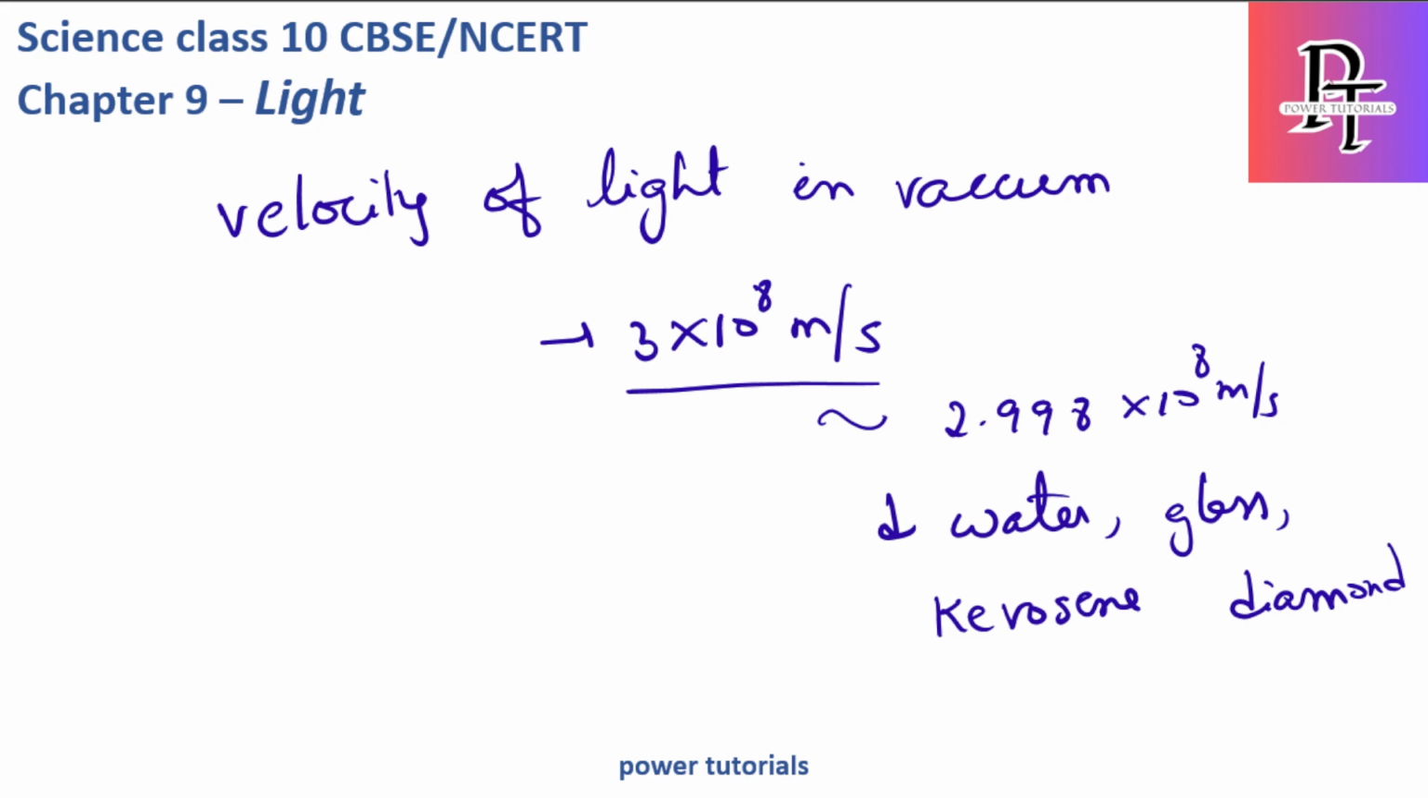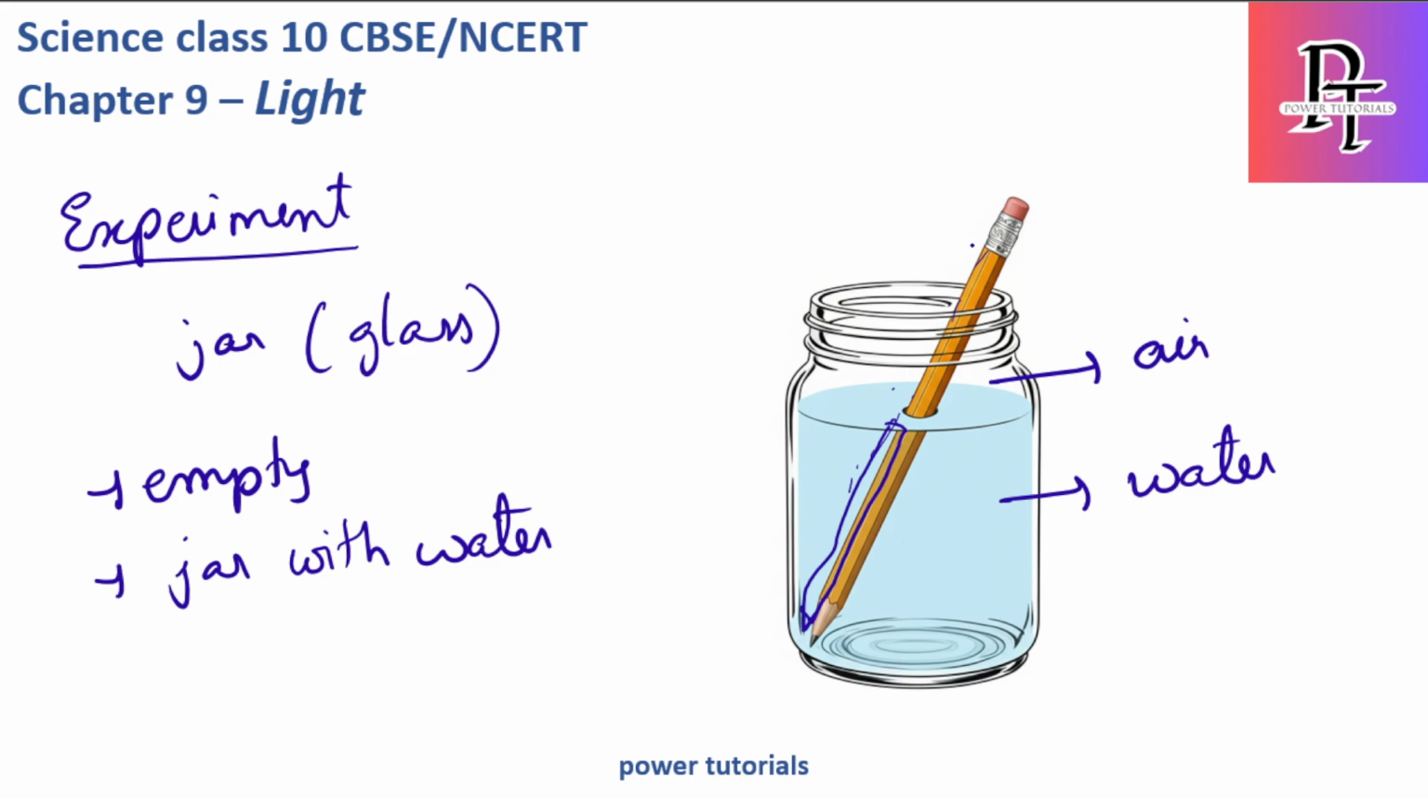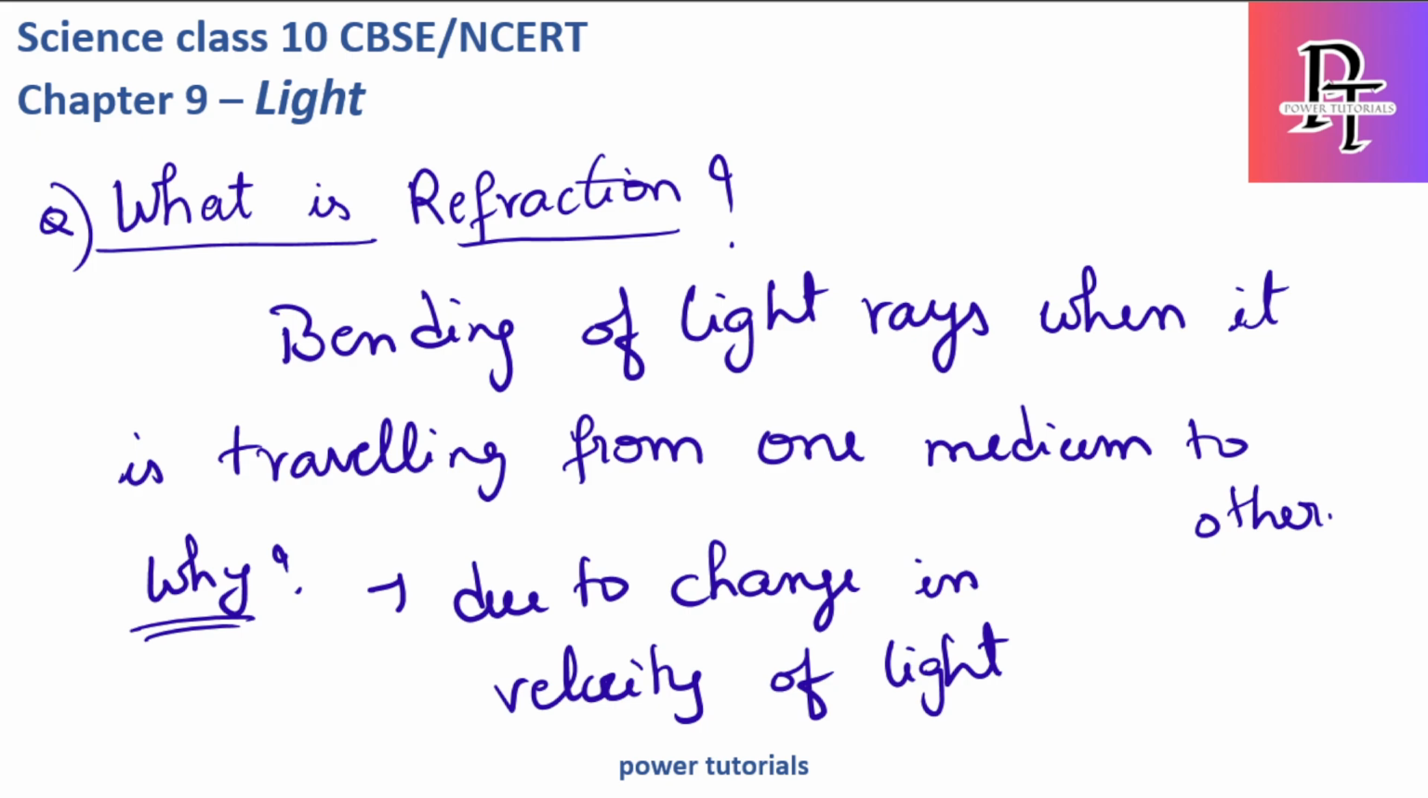As the velocity of light changes, till here we are able to see it going straight, but after that it is getting changed. Why? Because the velocity of light has changed. As the velocity of light changes from one medium to another medium, we feel that it is bending. Okay, hope everyone understood what refraction is. Refraction is the bending of light when it travels from one medium to another, and it happens because there is a change in the velocity of light from one medium to another. Okay.